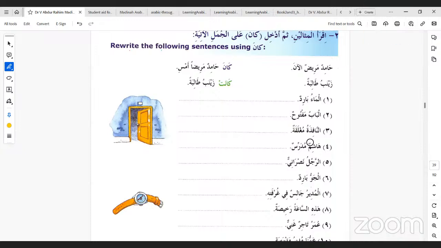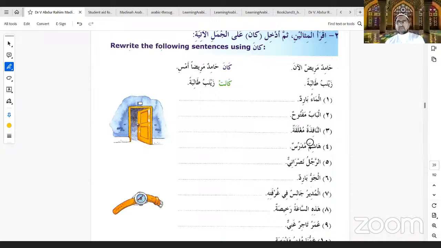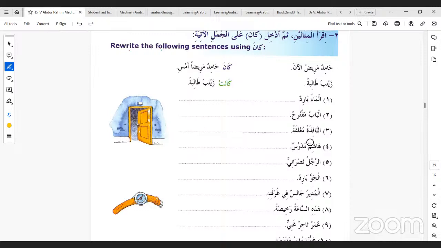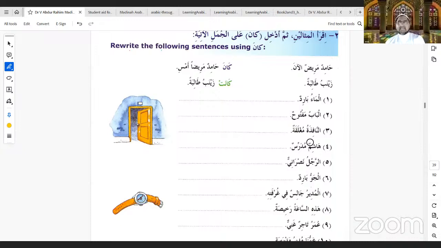An-nafizatu mughlaqatun. The window is shut. Kana an-nafizatu. Kanat. Because nafidha is feminine, it should be kanat. Okay, كانت النافذة مغلقة, with a fatha. مغلقة. Okay. Excellent.